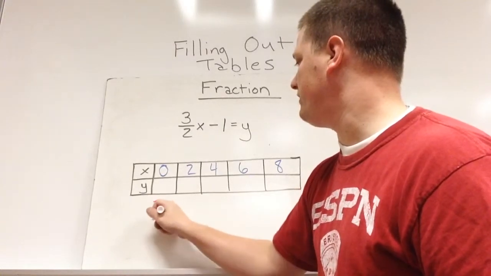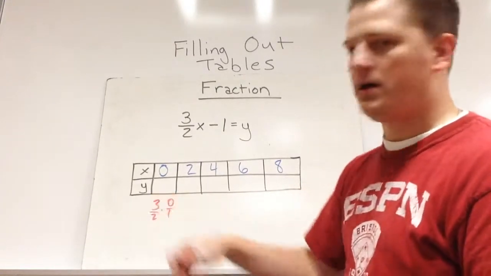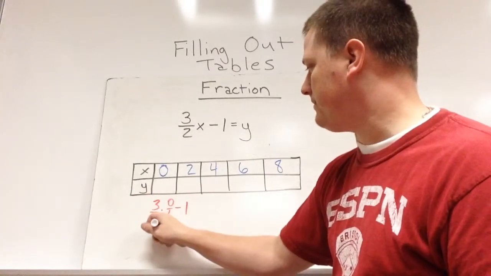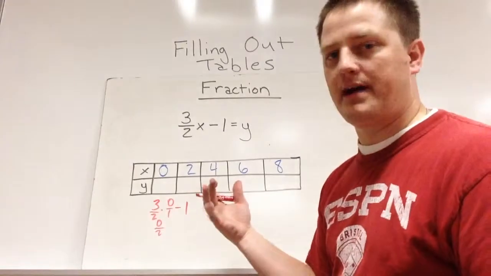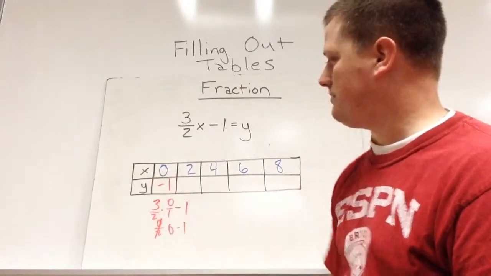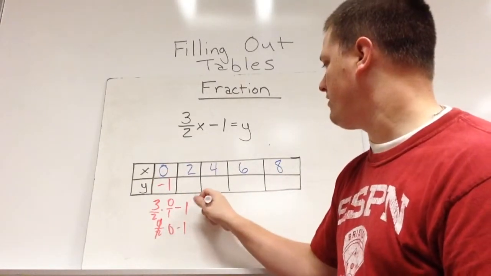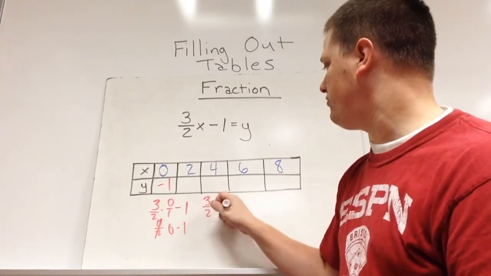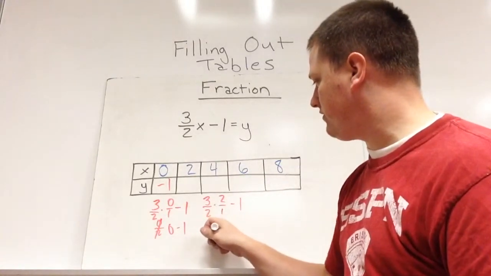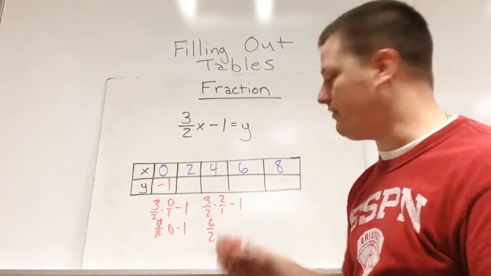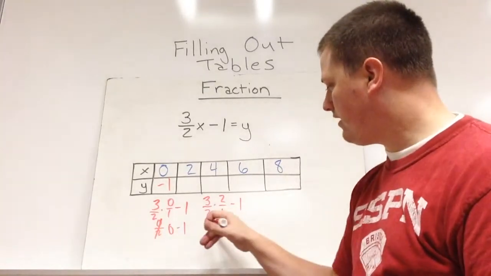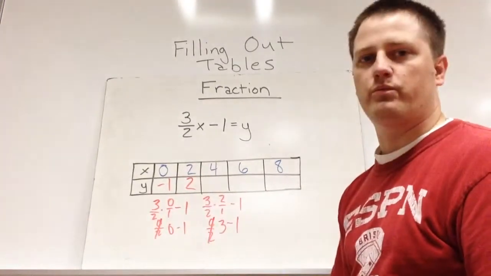3 over 2 times 0 over 1. Remember, just put it over 1 and we got our fraction. Top times top, bottom times bottom. 0 over 2. Well, 0 divided by 2 is just 0. So this is 0 minus 1, which is negative 1. Okay, next problem. 3 over 2 times 2 over 1 minus 1. Top times top, bottom times bottom. We're going to get 6 over 2. Well, 6 over 2 divides out. It becomes 3. So I'm going to use 3 instead of 6 over 2. Makes life a little easier. 3 minus 1 is 2.